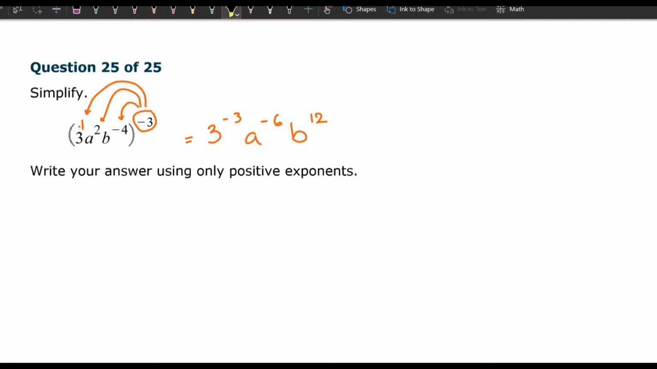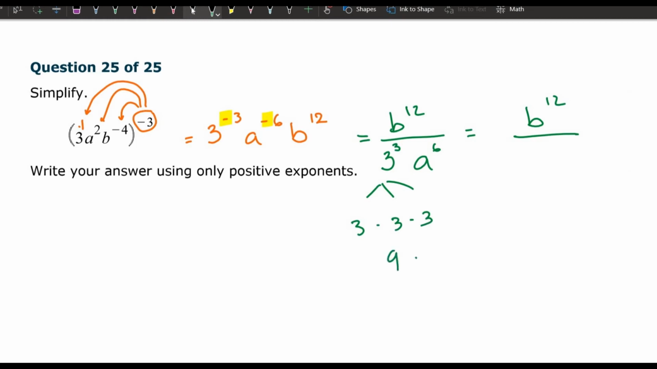Alright, and as we learned, whoever has the negative exponent is not happy with where they are, so you have to bring them to the bottom. If they're at the bottom, you bring them to the top. So this is b to the 12 over 3 to the negative 3, which will go down to the denominator as 3 to the third power. A to the negative 6 turns into a to the positive 6. So that is b to the 12. 3 to the third power is 3 times 3 times 3. That will be 9 times 3 is 27. So 27 a to the 6th power.